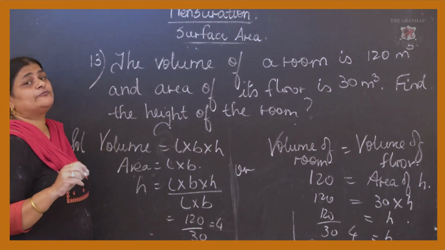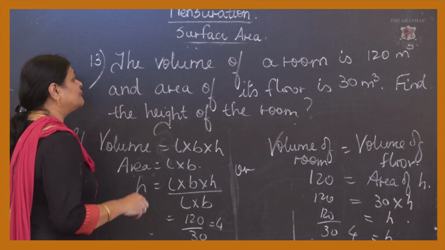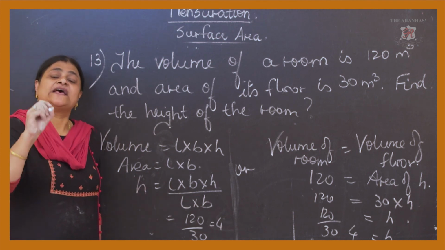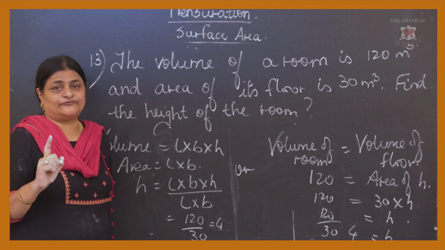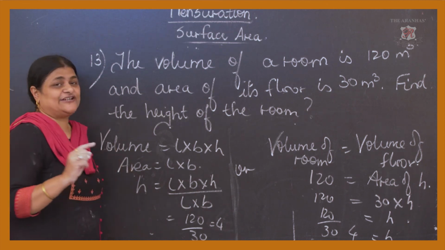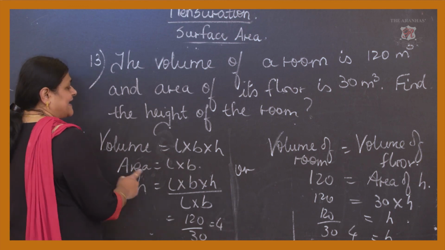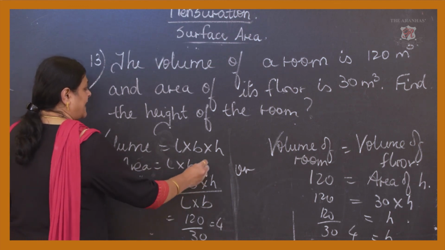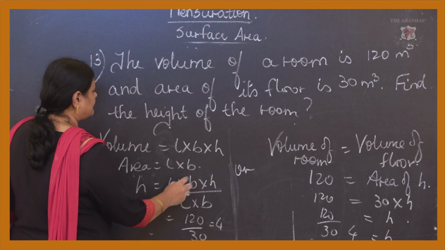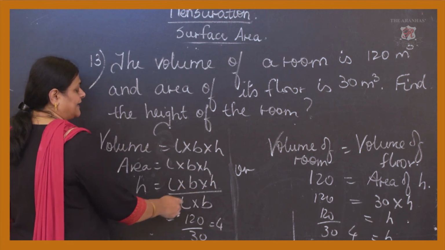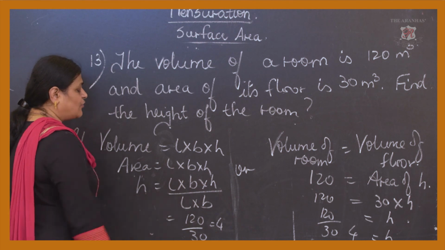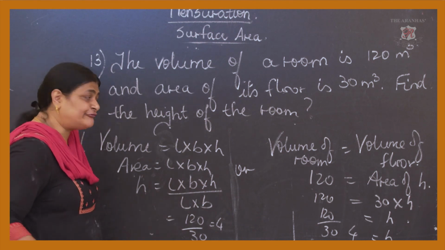The volume of a room they have given you is 120 meter cube and the area of its floor is 30 meter square. You have to find the height of the room. So here volume is equal to length into breadth into height, and area is equal to length into breadth. Now height is equal to length into breadth into height upon length into breadth, that is equal to 120 upon 30, which will give you 4.